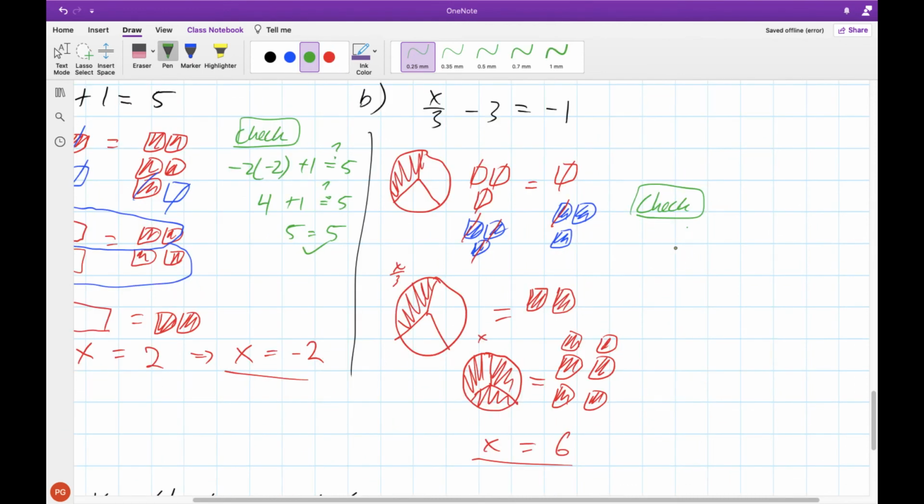Again, we want to check this by substituting in x equals 6 into this equation right here, and checking, does this equal negative 1? 6 over 3 is equal to 2. 2 minus 3 is equal to negative 1. We get both sides to match, we know we got the right answer.